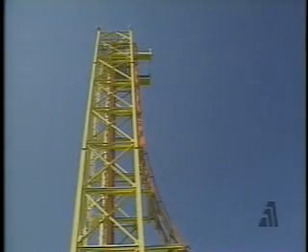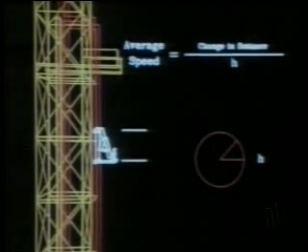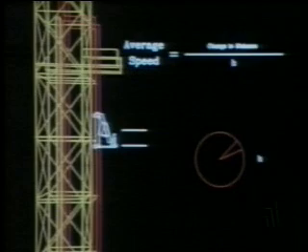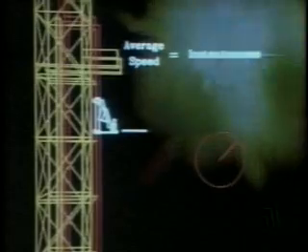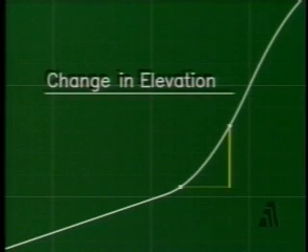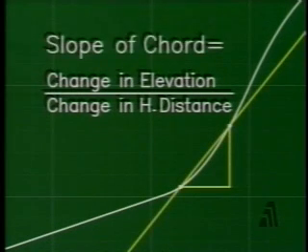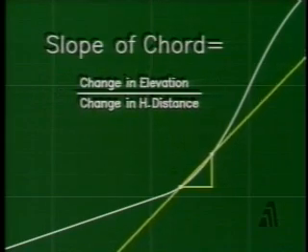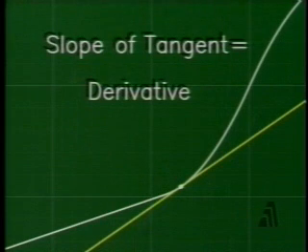Change in distance is divided by change in time. The ratio is the average speed during a given time interval. When that time shrinks to zero, the limiting value of the average speed is the instantaneous speed. Change in elevation is divided by change in horizontal distance. The result is the slope of a chord joining 2 points. When the horizontal distance shrinks to zero, the limiting value of the slope of the chord is the slope at that point.